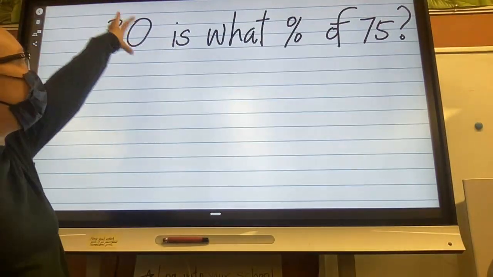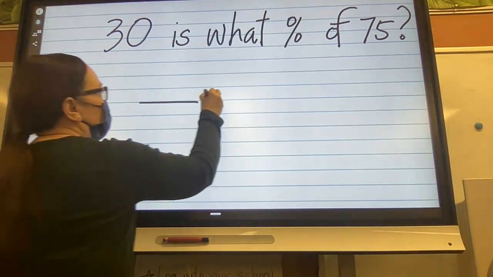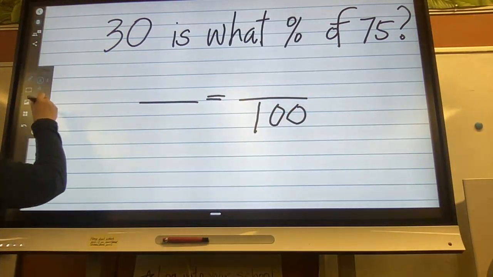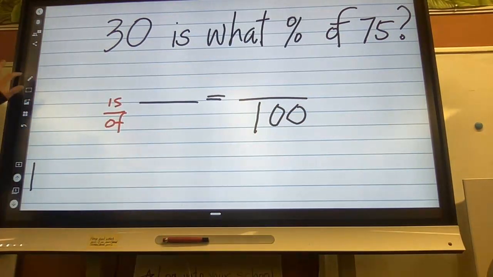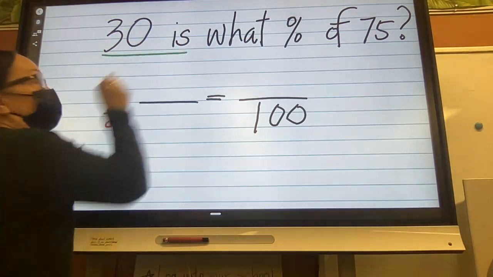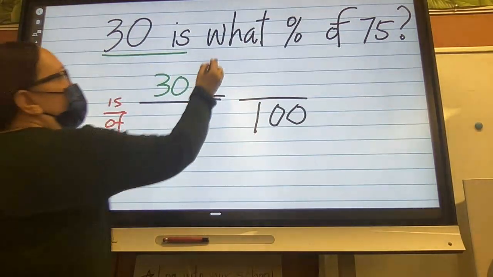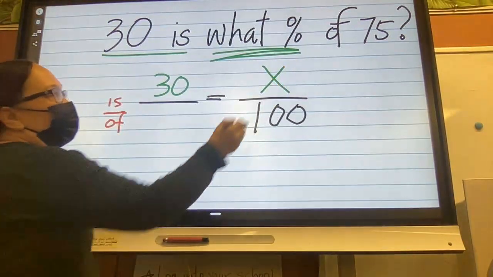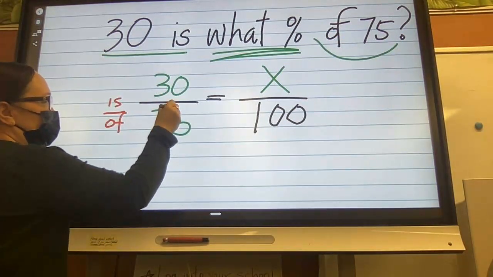The question we have: 30 is what percent of 75? Again, we set up. It will always be set up this way. We also know that this is our is and that's our of. Is, of. That's just our secret little clue. So 30 is, so I put it here. And then it says what percent, so that's what we're looking for, the percent. So put x here. And then we have of 75, so we're going to put 75 here.